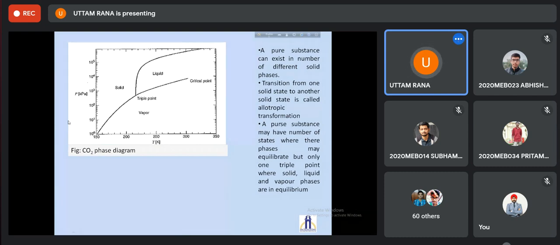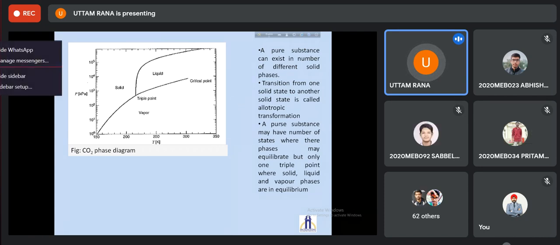Now, this is the PT diagram for carbon dioxide. The y-axis is the log axis corresponding to pressure, and the x-axis is the temperature. You can see the pressure is much higher than atmospheric pressure conditions. If you look at the PT diagram for different substances, a pure substance can exist in a number of different solid phases. What does the phase transformation diagram show? It shows how the phase transformation process looks in the PT diagram as the substance goes from one state to another.